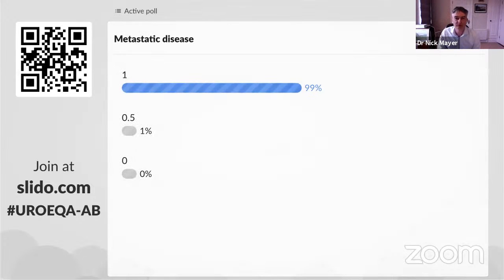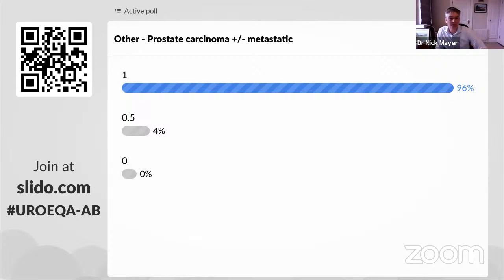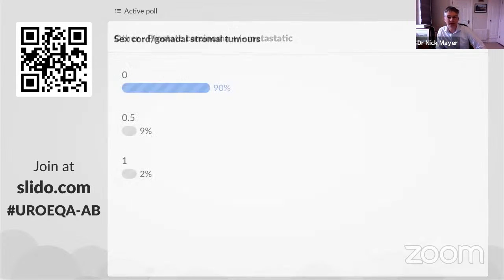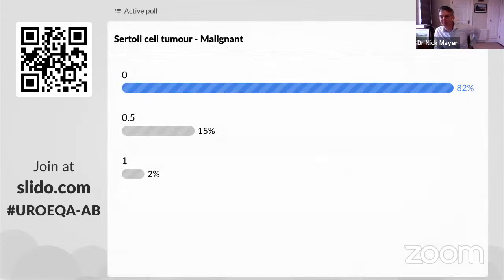Okay, we'll have a look. So metastatic disease scores 1, other prostate carcinoma metastatic 1, and the rest 0. So you weren't persuaded by my argument, but it makes it a bit easier if we get a complaint letter.